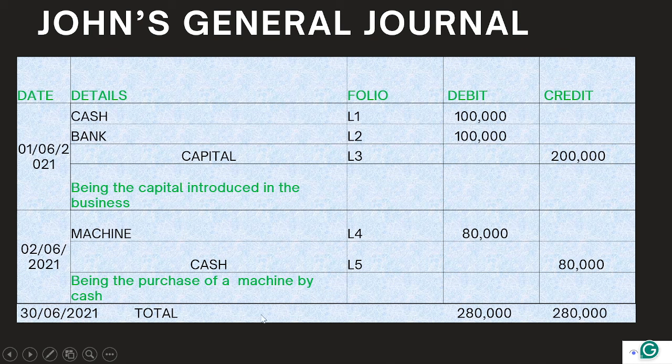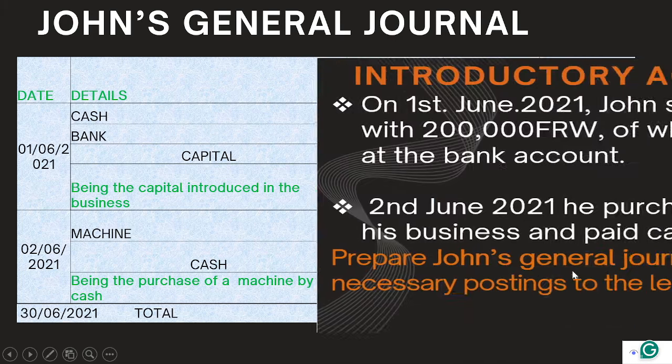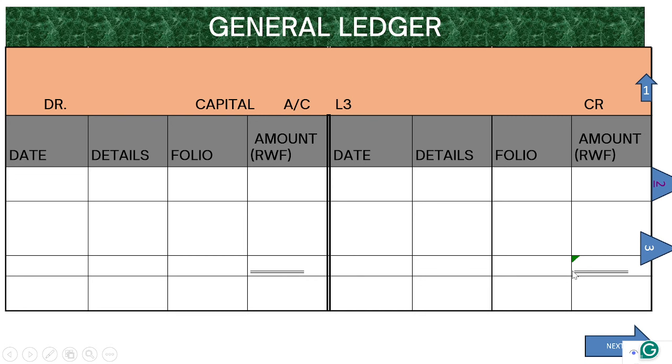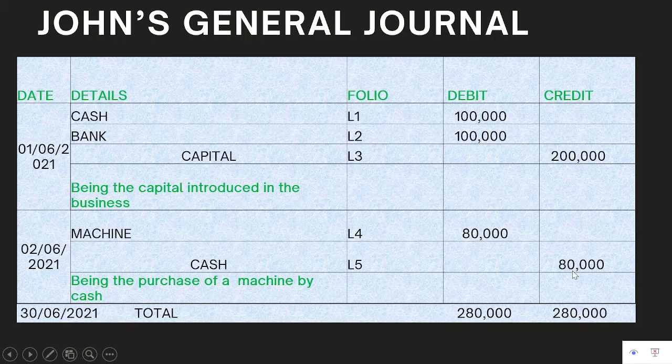Then at the end, we have to compute the total at the last date of the month. On 30th of June 2021, we shall have a total on the debit side, which is 280,000 francs, and a total on the credit side, that is 280,000 francs. Automatically, we have to do the postings. Remember the meaning of posting. It's transferring information from the journal to the ledgers.